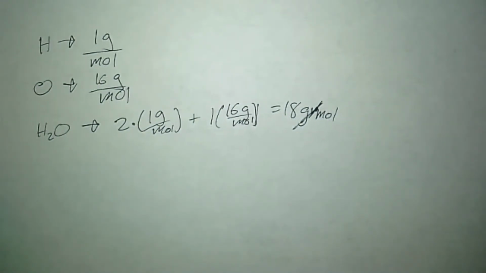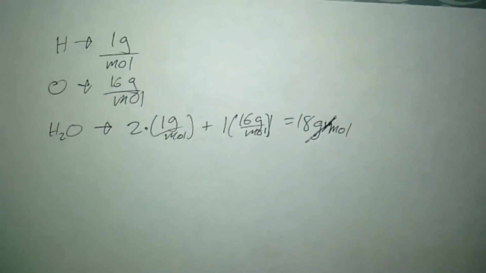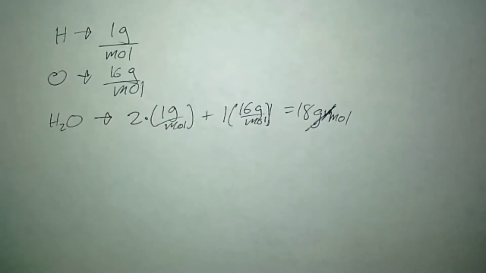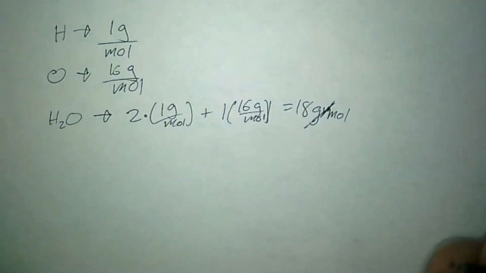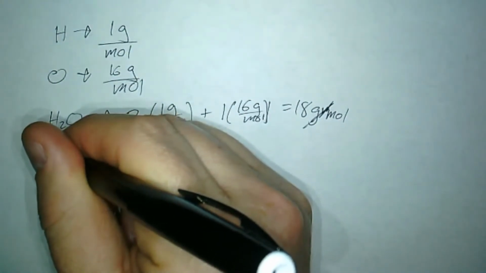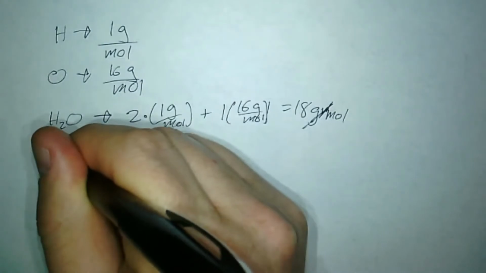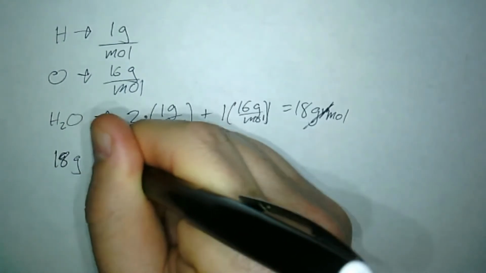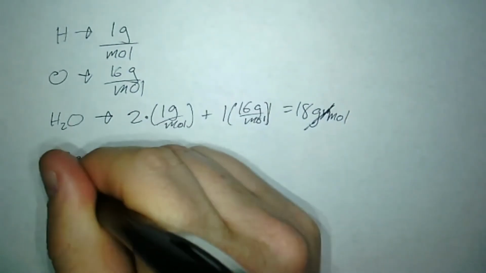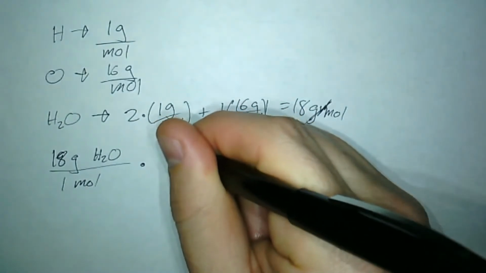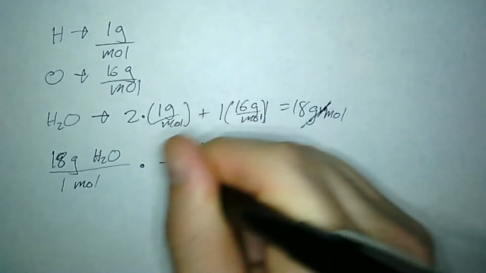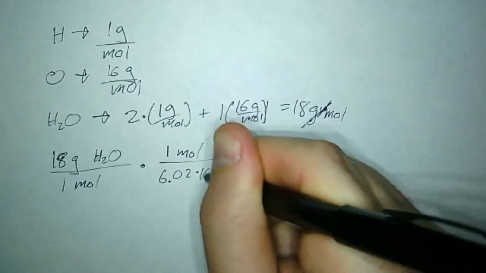So now if I want to figure out the mass of a single molecule of water, I can find them individually and add them together, or I can do them this way. So what I can do is say I want 18 grams of water per 1 mole. Then I'm going to multiply by 1 mole per 6.02 times 10 to the 23 particles.